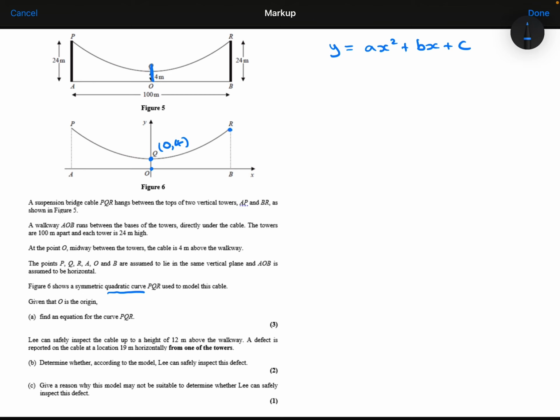Point R over here, we know this has x coordinate 50 because we know the whole thing is 100 metres. It's symmetrical, so we know this is 50 metres. And we know its y coordinate is 24. Similarly, we know that point P has x coordinate minus 50 and y coordinate 24.